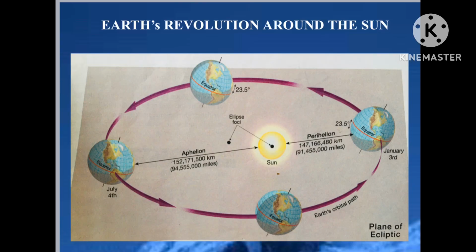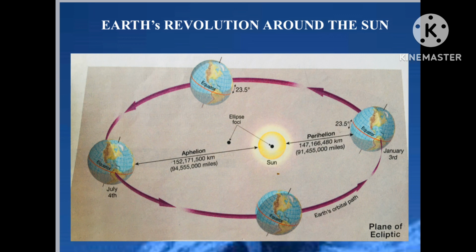Our earth also revolves around the sun. It follows an elliptical path, which means one time the earth is nearest to the sun and another time it is farthest from the sun. The minimum distance between earth and sun is known as perihelion, which is about 147 million kilometers, and the maximum distance is known as aphelion, which is about 152 million kilometers. The average distance between the sun and earth is 149 million kilometers.